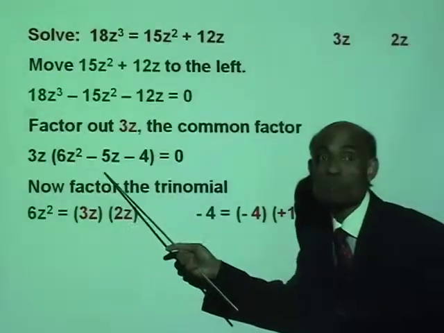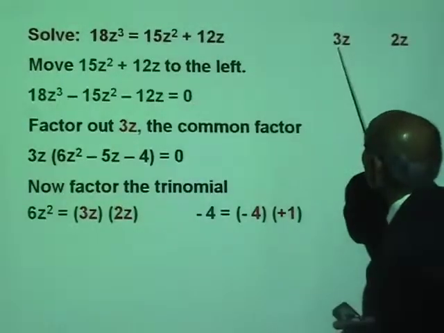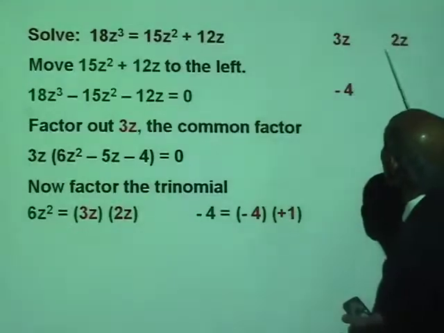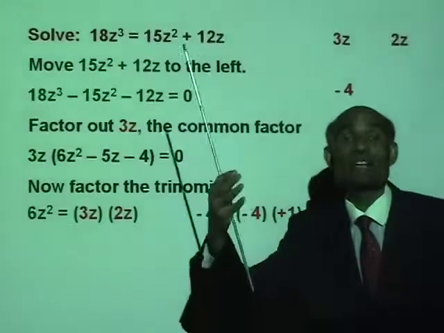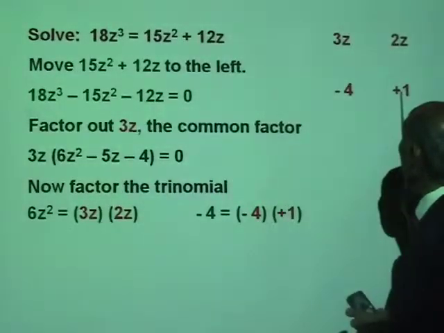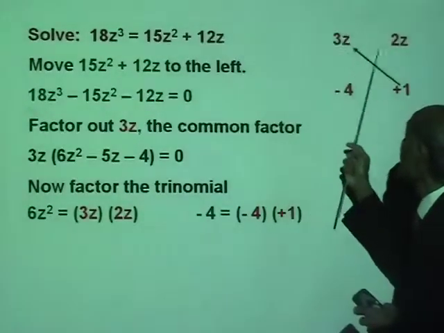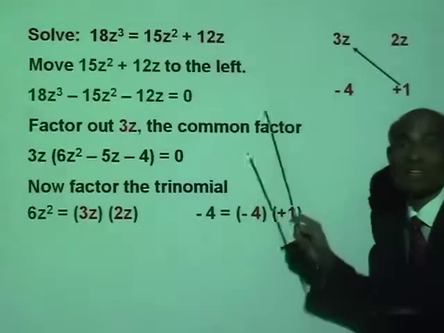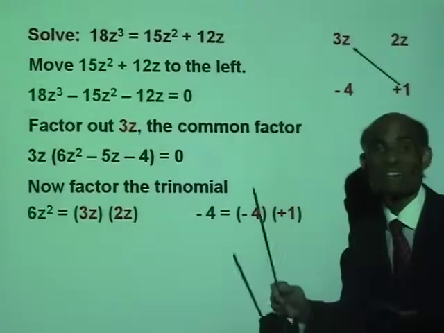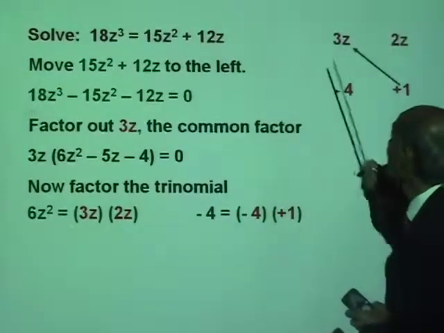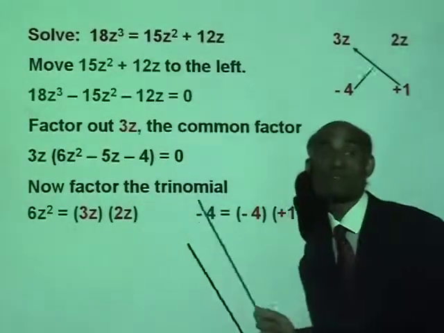Your guiding principle must be that middle term. So we write that negative 4 below 3z so that the negative 4 gets multiplied by 2z. We need a bigger negative number, and the positive 1 over here. Let's multiply. Positive 1 times 3z is positive 3z. Negative 4 times 2z is negative 8z. So positive 3z added to negative 8z is negative 5z, the middle term.